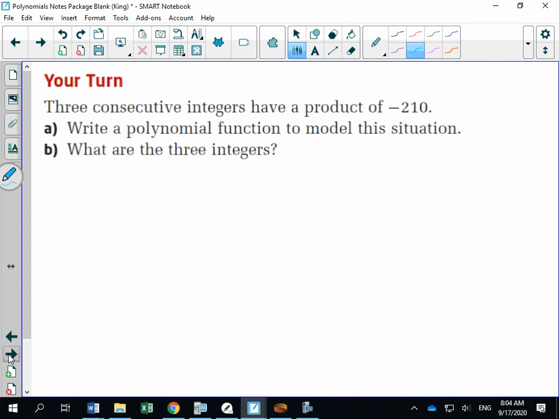Last question. It says 3 consecutive integers have a product of 210. So first you need to know what a consecutive integer is. Integers are, remember, the positive and negative numbers. If I said, what are 3 consecutive integers? 4, 5, and 6. Those are consecutive integers. Consecutive means it comes one right after the other.